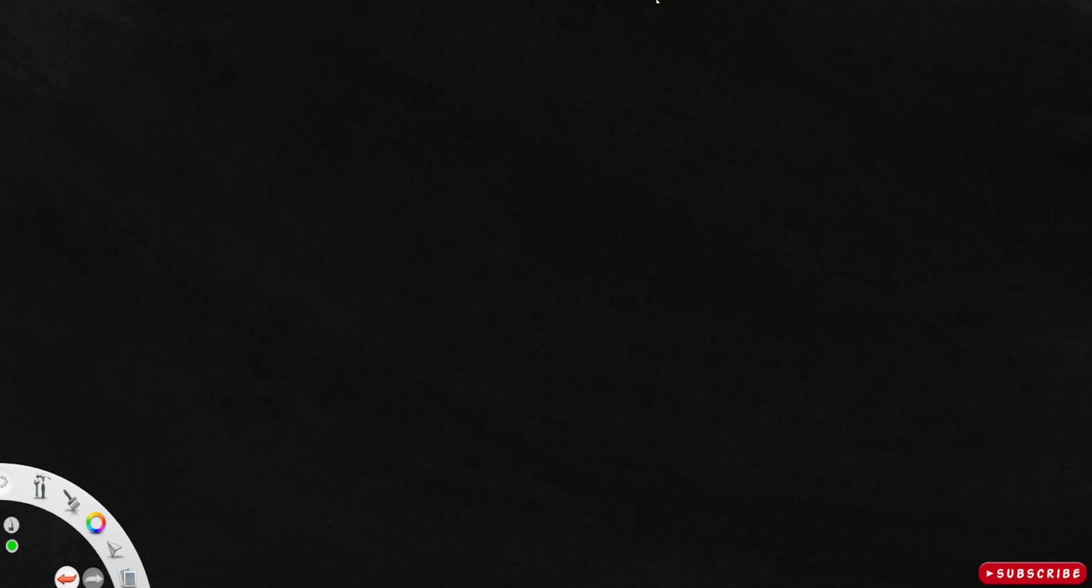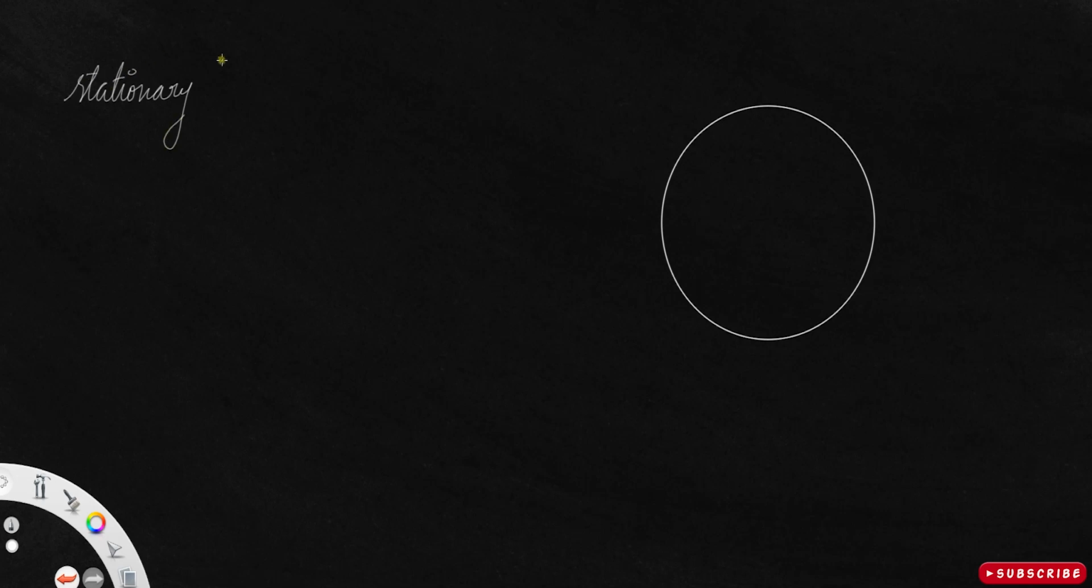So in today's video, we will discuss Bohr's quantization principle. For that, let me take a circular orbit of a hydrogen atom like this. And this orbit is said to be a stationary orbit. Then the electron traveling in this orbit should not radiate energy.